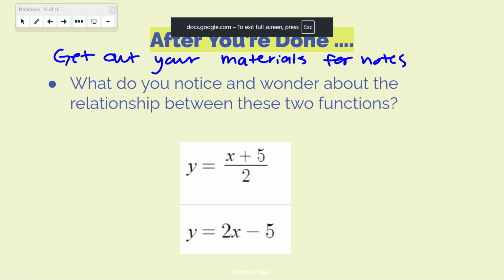All right, what are you guys thinking? Anybody have any good ideas? They don't even have to be good ideas. Any ideas at all? No right or wrong answers. Just what you notice about the relationship between those two.